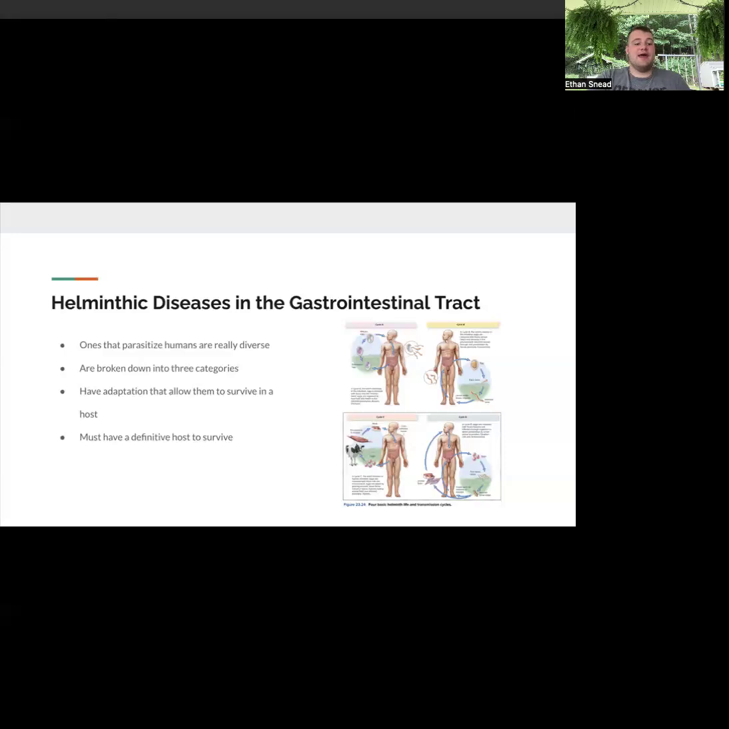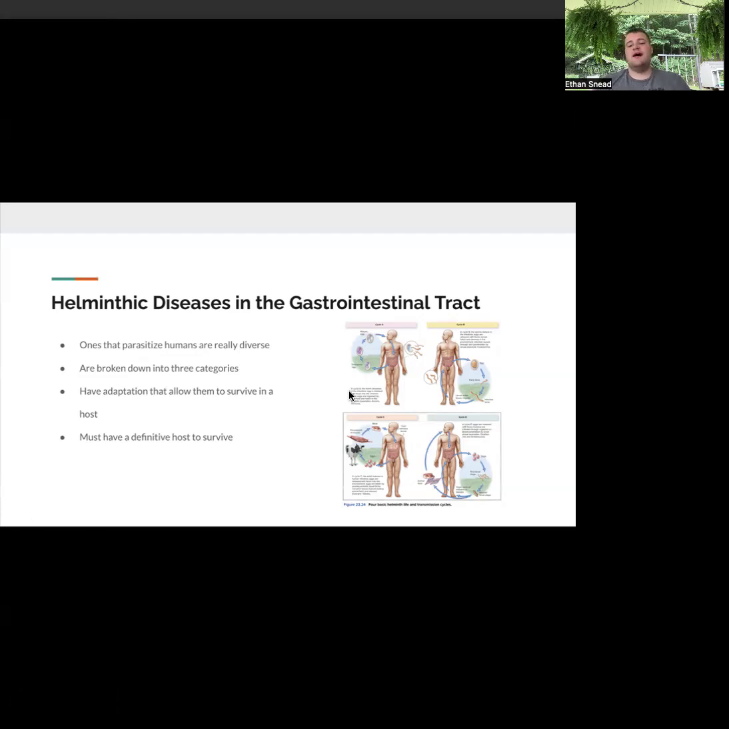They have adaptations that allow them to survive in a host. They have specialized mouth parts for attaching to tissues and feeding on that tissue's enzymes, which they liquefy and keep penetrating into the tissues. They have cuticles or other coverings to protect them from the defenses of the host as well. They must have a definitive host in order to survive. A definitive host is an organism in which a parasite develops into its adult or sexually mature stage, and it's often referred to as the final host.